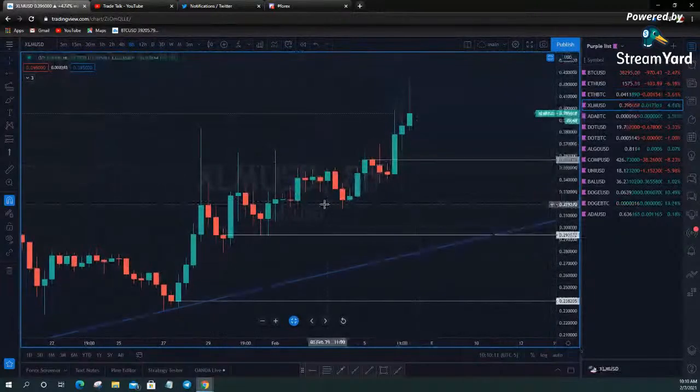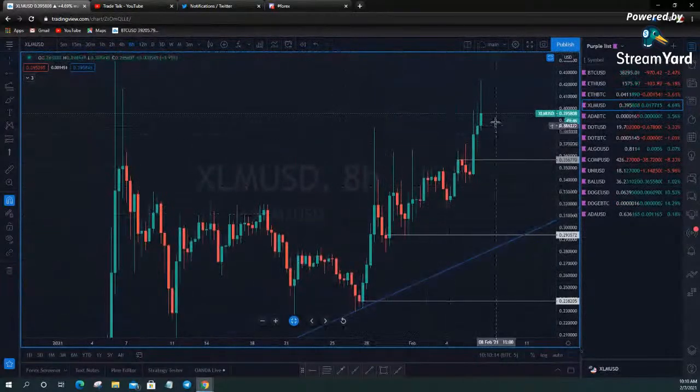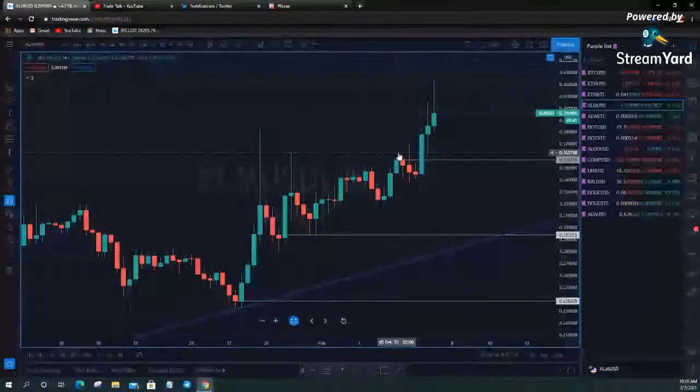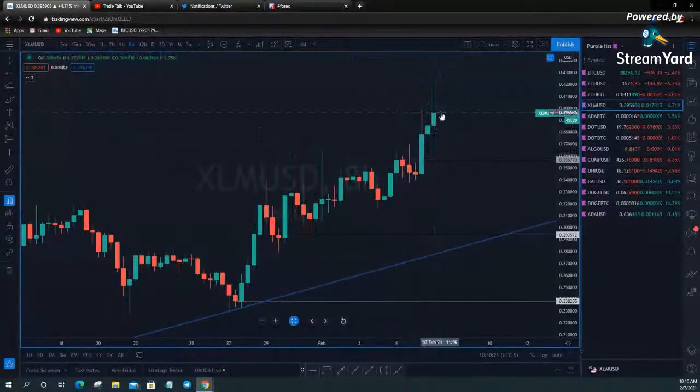All right, moving on. XLM against the dollar is making a push higher today, which is bullish. Obviously, you made this swing high and you broke out of it.